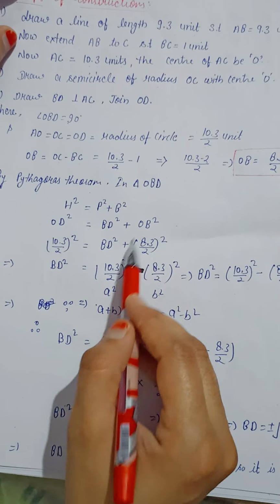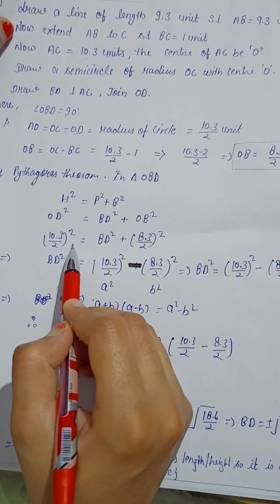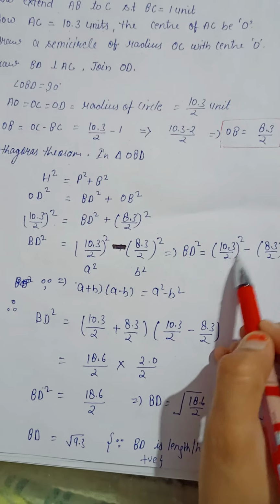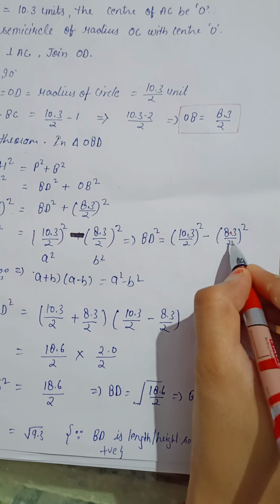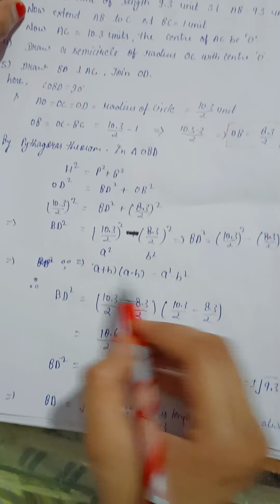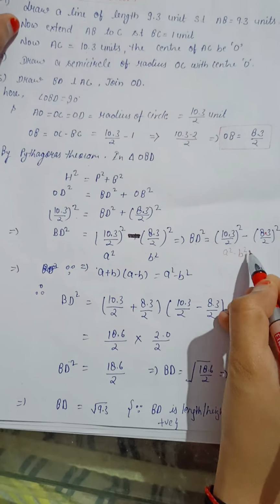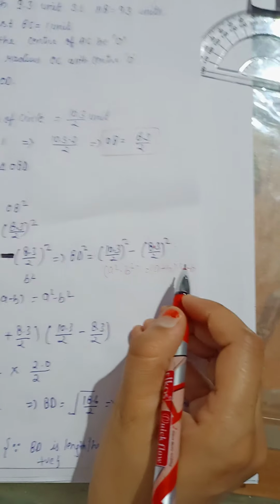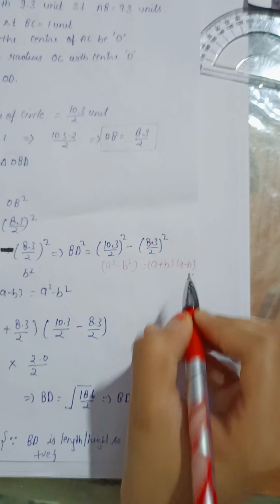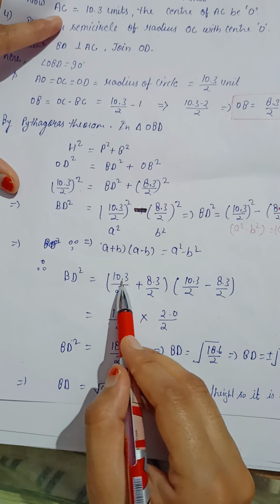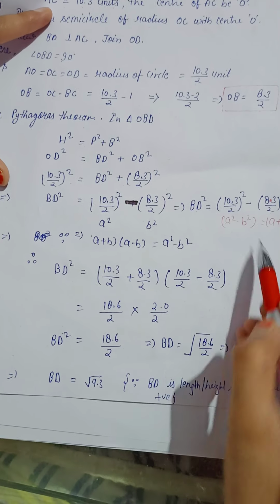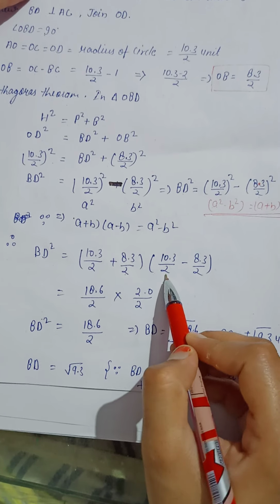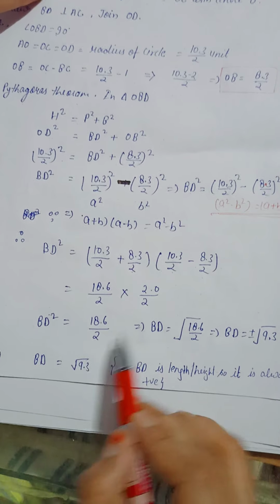We get BD square; we take the other term to the other side and it will be in negative form. So BD square is equal to (10.3 by 2) whole square minus (8.3 by 2) whole square, which is of the form a square minus b square. We know that a square minus b square is equal to (a plus b) into (a minus b). So BD square is equal to (10.3 by 2 plus 8.3 by 2) into (10.3 by 2 minus 8.3 by 2). When we solve this, we get this.